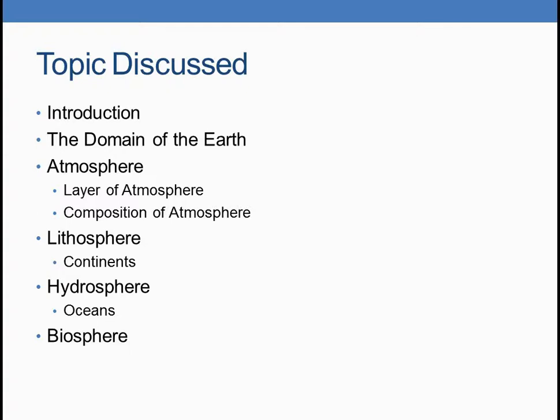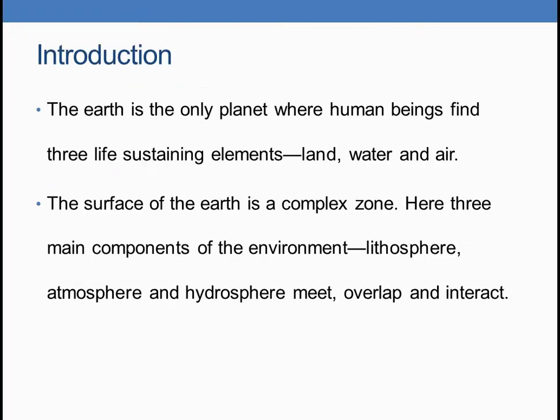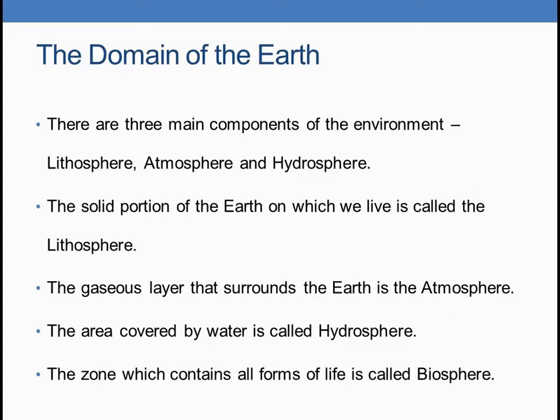Hydrosphere, under hydrosphere, we are going to learn oceans. And the last one, biosphere. See the introduction. The earth is the only planet where human beings can find all the three life sustaining elements such as land, water and air. The surface of the earth is a complex zone. Here three main components of the environment, they are lithosphere, atmosphere and hydrosphere, and they meet, overlap and interact.